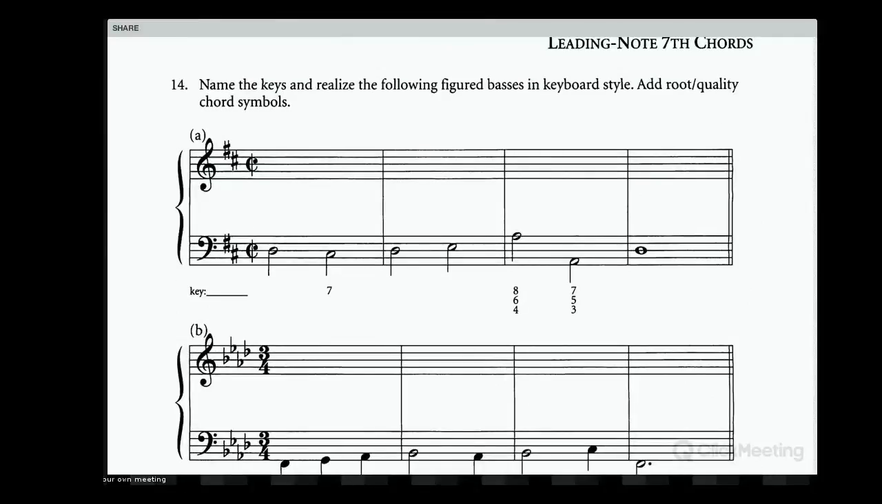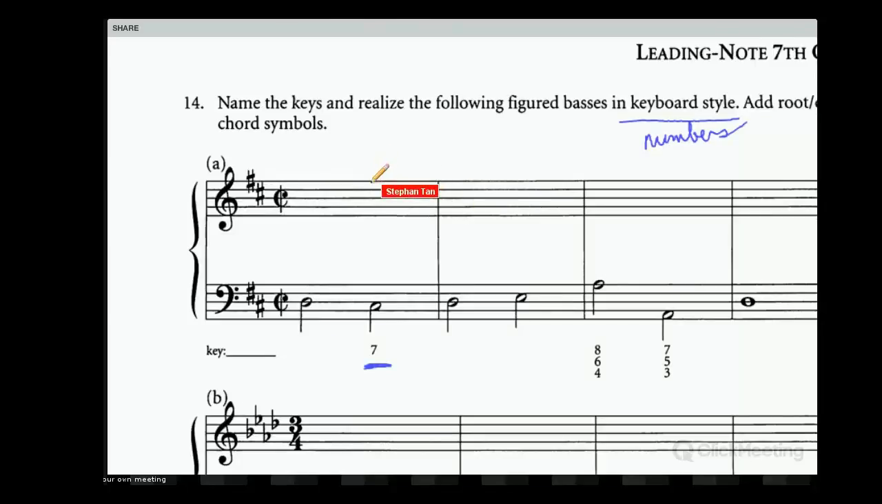Now, even in keyboard style, you still have to follow the numbers. So I've got to make sure that I recognize when I come across a leading note seventh chord. Here is one of them. However this chord is arranged, maybe I've got C sharp, but the other notes I need in keyboard style are E, G, B. So maybe I'll put E at the top, B down here, and G over here.